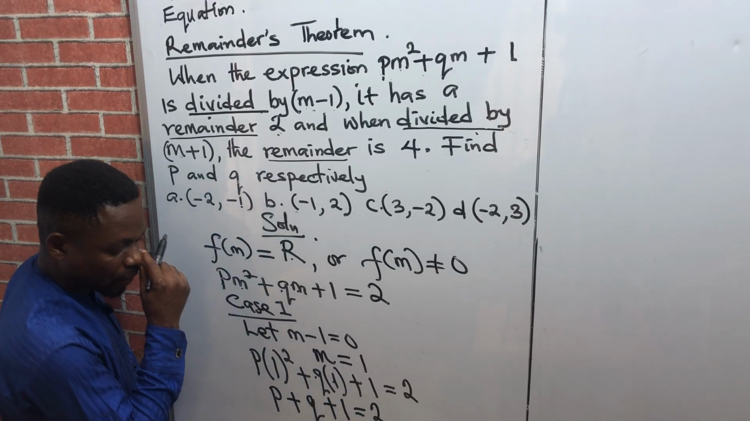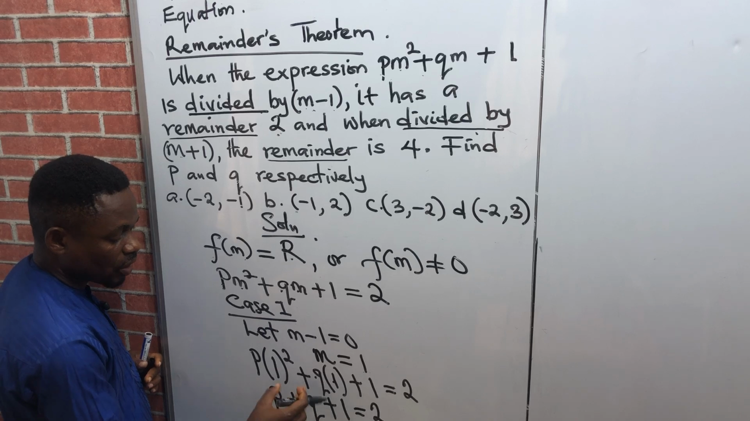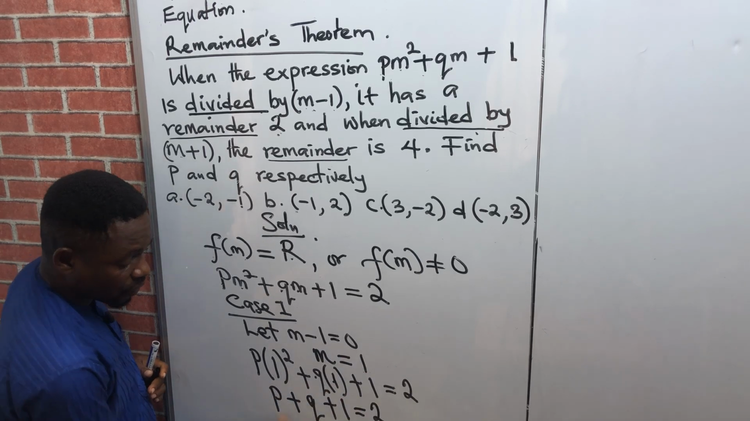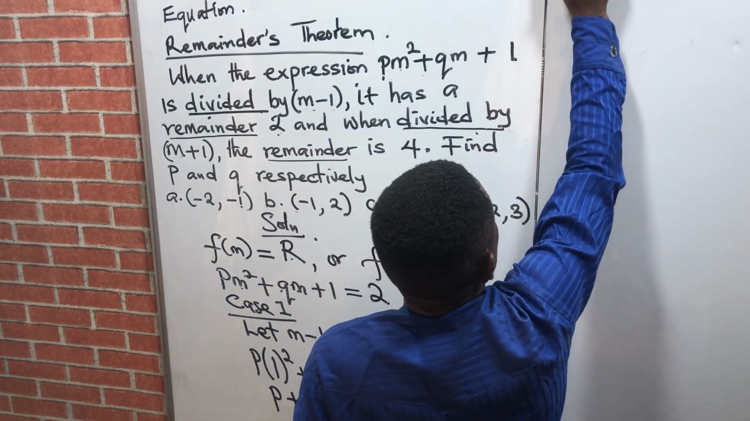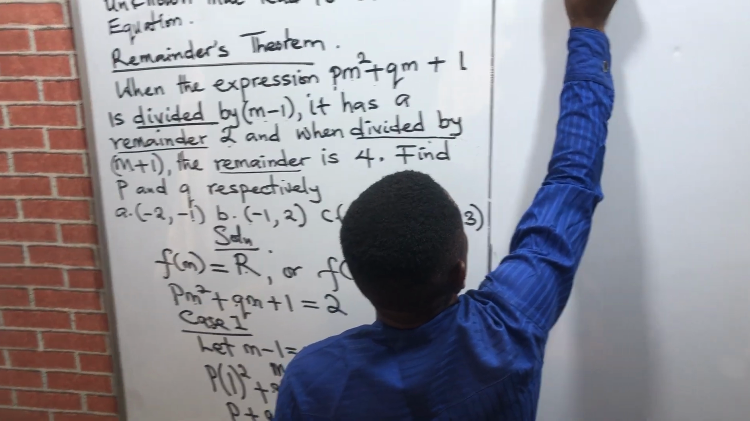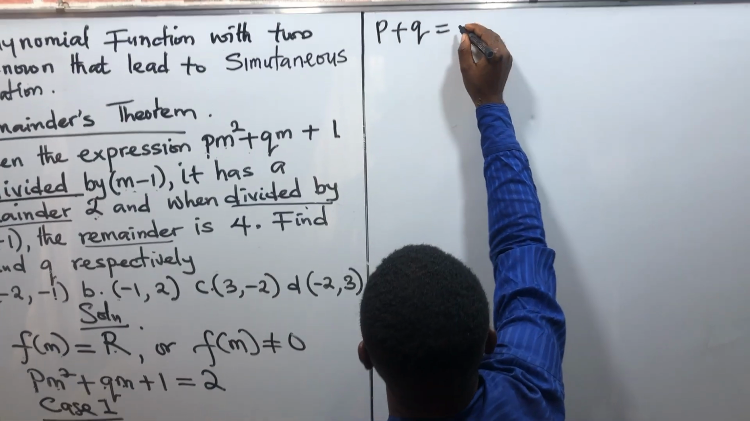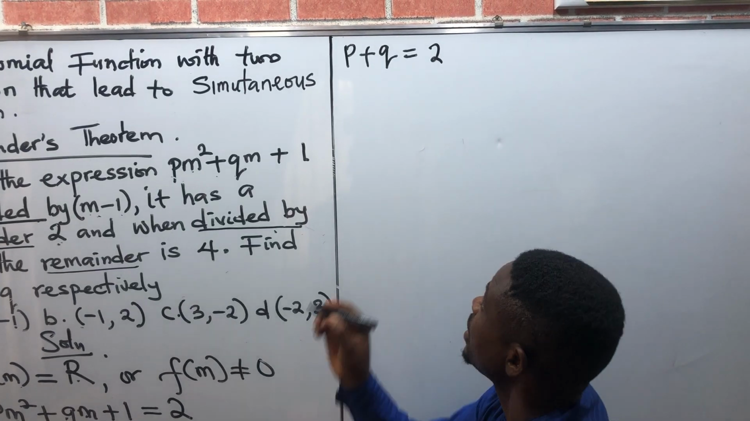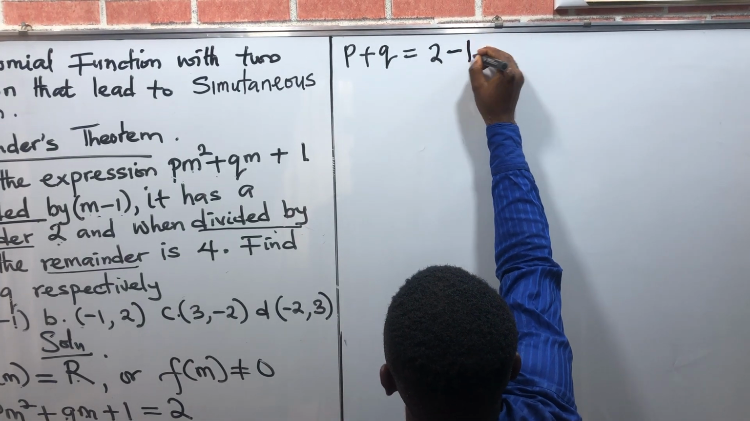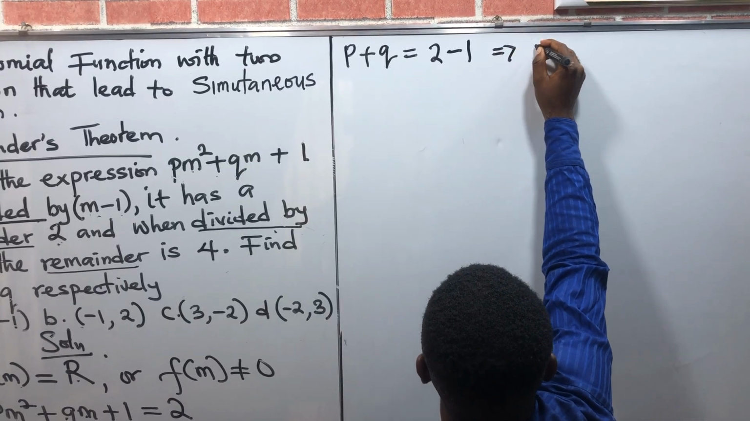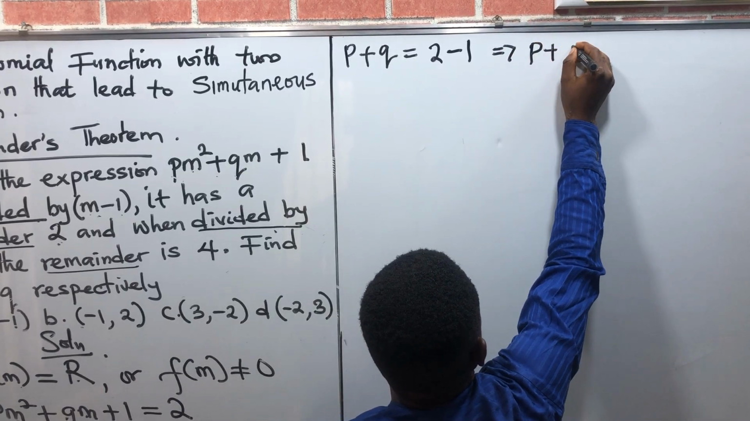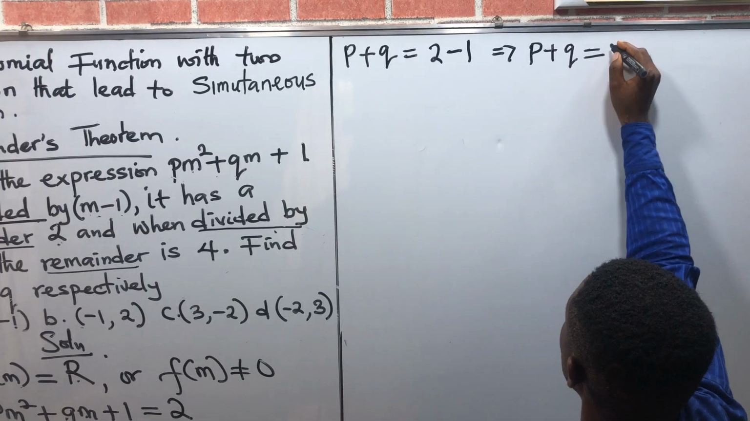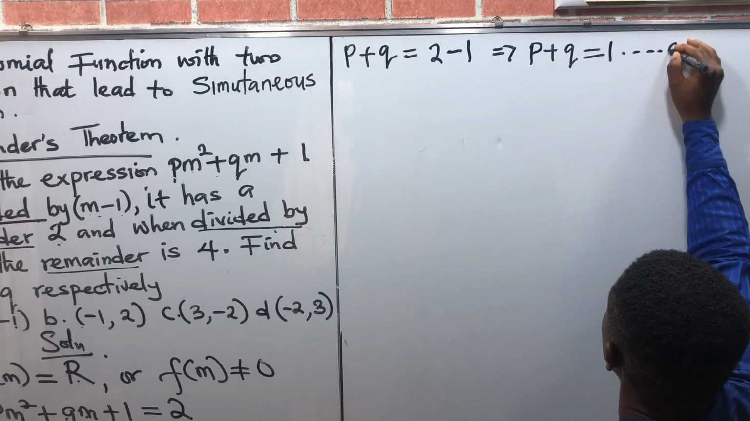What am I going to do is to collect those ones that have digits to the right hand side, leaving with us p plus q. Then it is now equal to 2. Now this plus 1 will move over to the right. It will give you minus 1. So this now implies that p plus q will give you 2 minus 1, which is 1. Then call it equation 1.